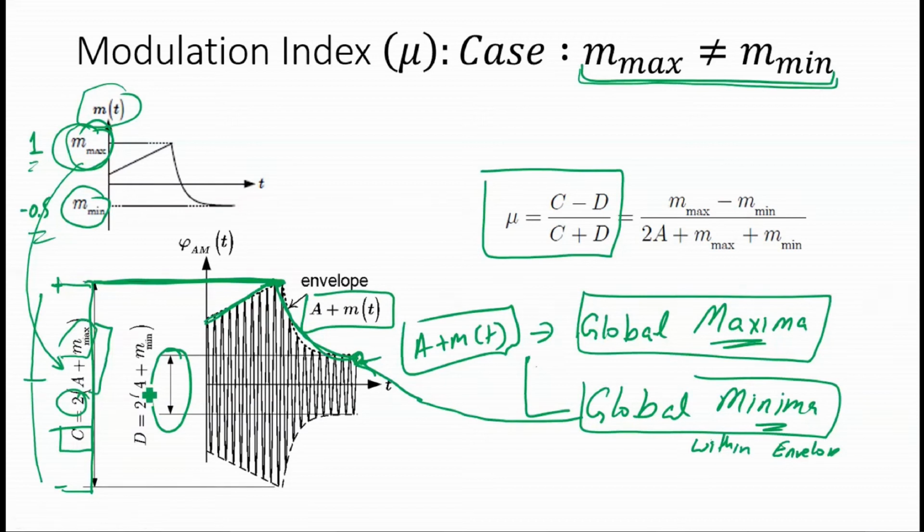So in this case, we have a plus the minimum value divided by 2. So we have this range. So we have now a modulation index mu for uneven kinds of symmetries, and for that we use c minus d over c plus d. If you just plug in the values of c and d in this equation, we'll have m max minus m min over 2a plus m max plus m min.